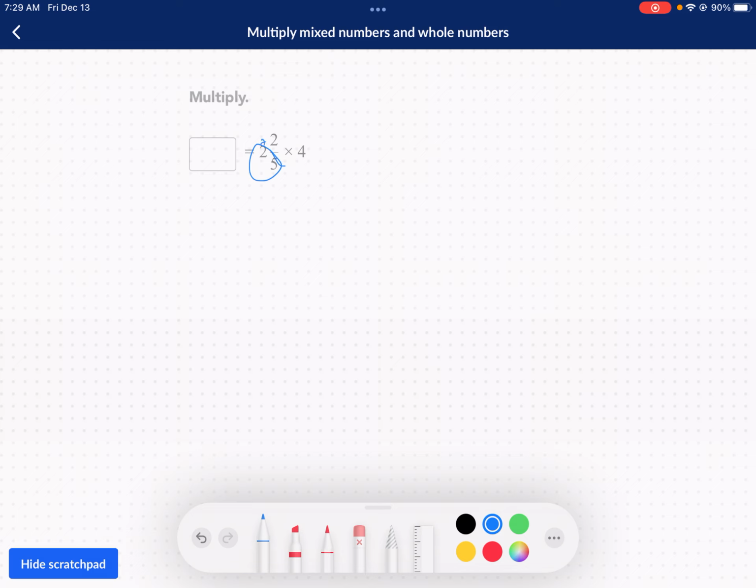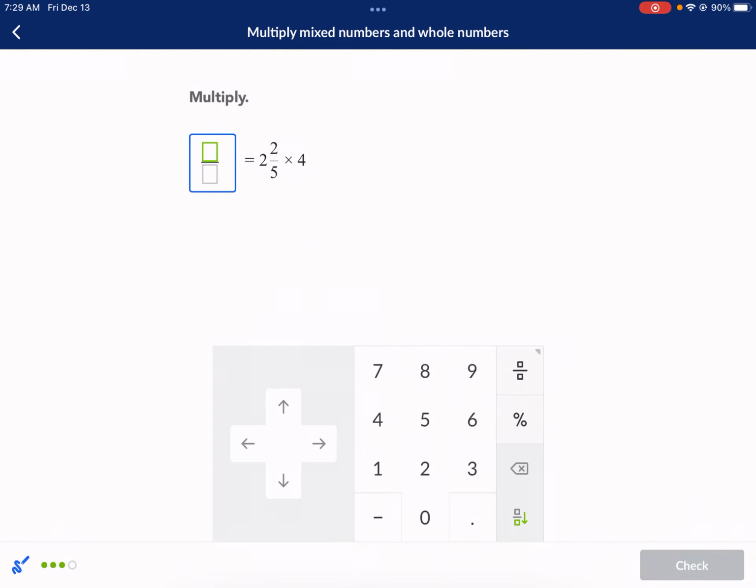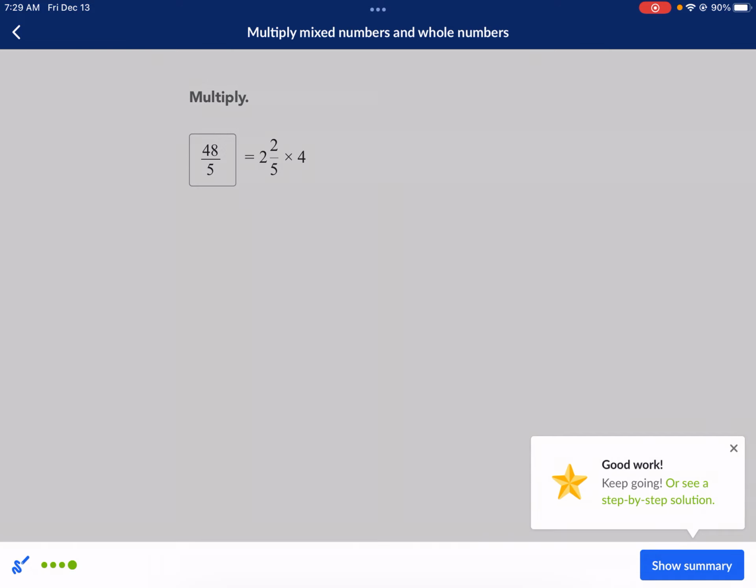We get 10 plus 2, 12 over 5 times 4 over 1. Now, notice I don't have any numbers with common factors in the top or bottom. We are not going to need to simplify this. So I get 48 over 5, final answer. So 48 over 5. And if I went too fast, feel free to rewind, pause, whatever you need to do.